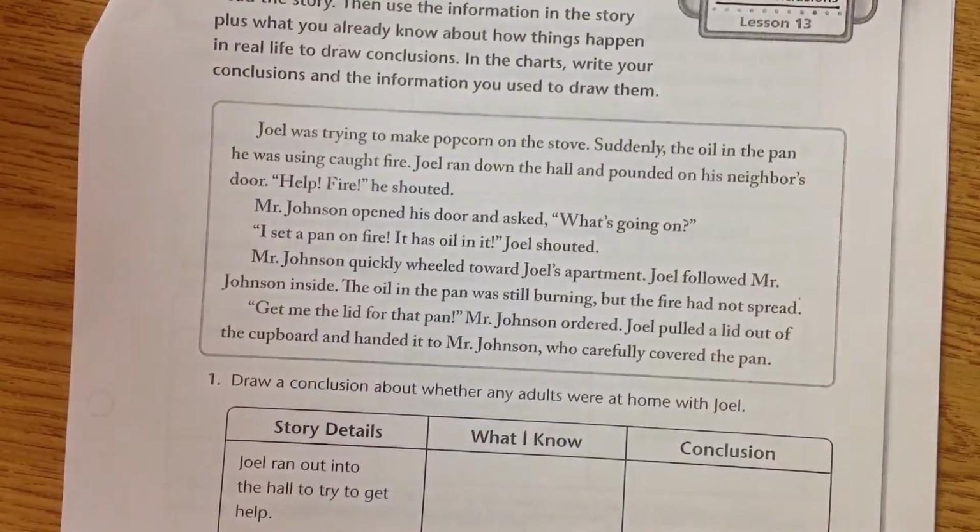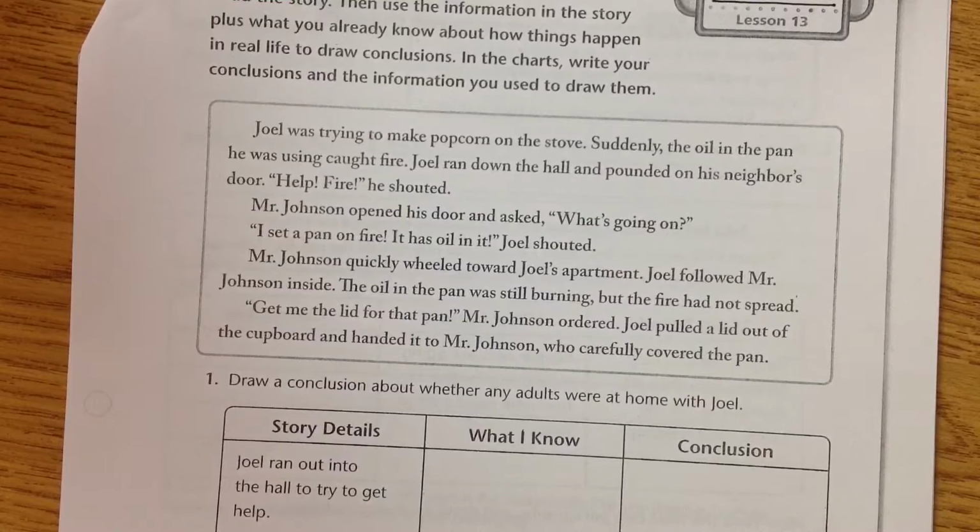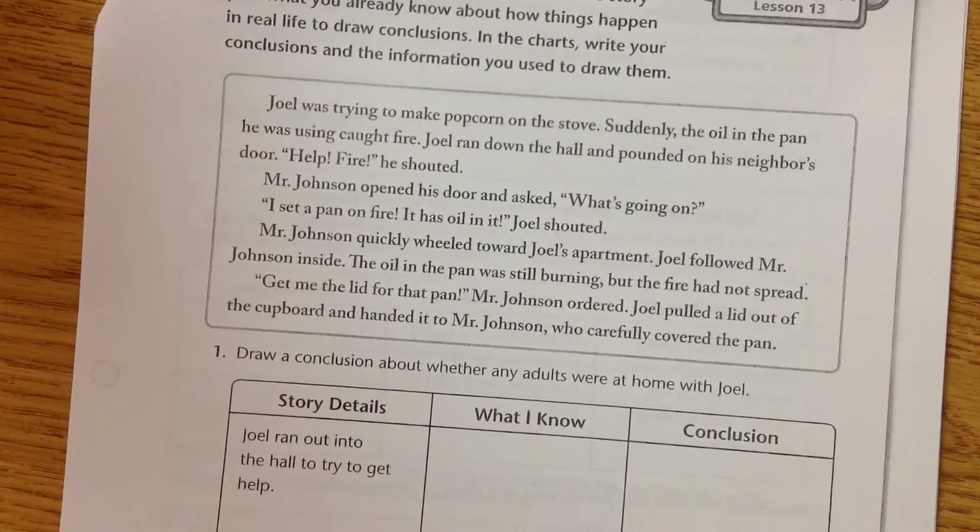Joel was trying to make popcorn on the stove. Suddenly, the oil in the pan he was using caught fire. Joel ran down the hall and pounded on his neighbor's door. "Help! Fire!" he shouted. Mr. Johnson opened his door and asked, "What's going on?" "I set a pan on fire. It has oil in it," Joel shouted. Mr. Johnson quickly wheeled toward Joel's apartment. Joel followed Mr. Johnson inside. The oil in the pan was still burning, but the fire had not spread. "Get me the lid for that pan," Mr. Johnson ordered. Joel pulled a lid out of the cupboard and handed it to Mr. Johnson, who carefully covered the pan.